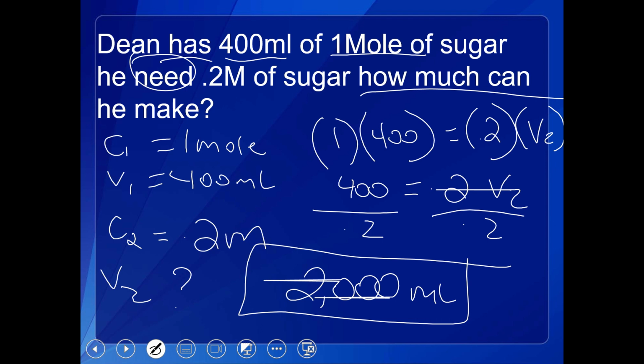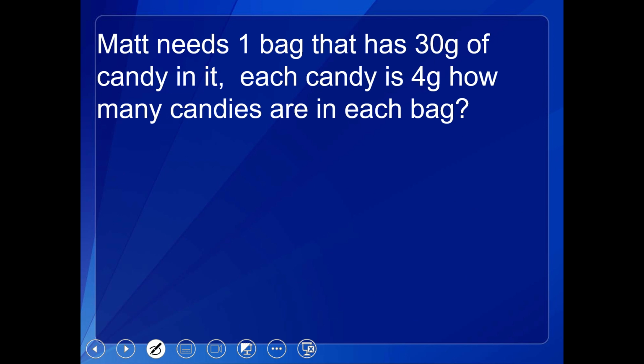All right, let's do another one. So I'm going to let you read this. This is a little bit of a different one. Matt needs 1 bag of candy, 1 bag that has 30 grams of candy in it. Each candy is 4 grams. How many candies are in each bag? So let's do this equation together. Actually going to let y'all work it out first, and then we'll do it together.